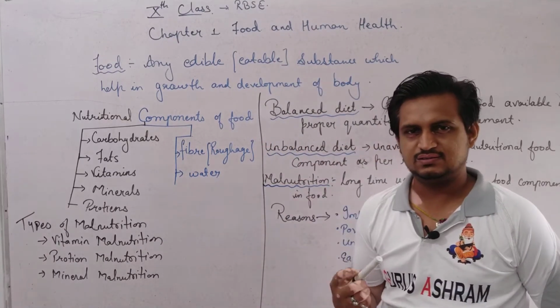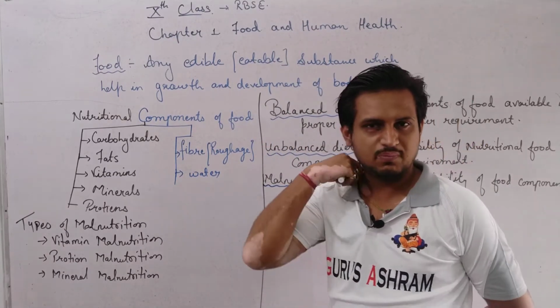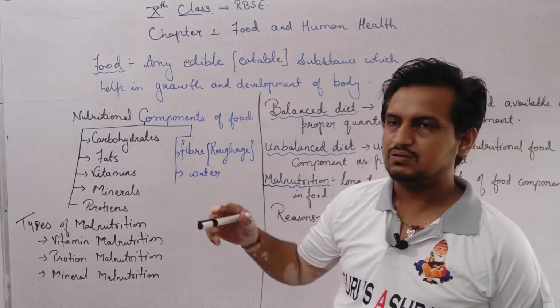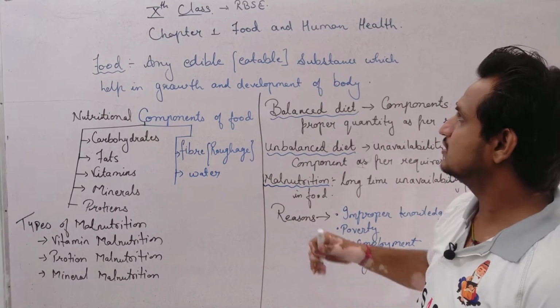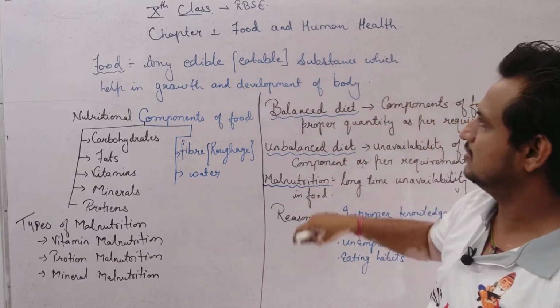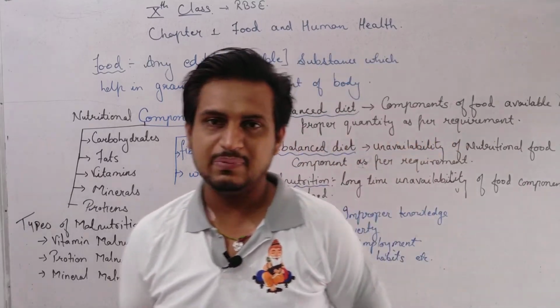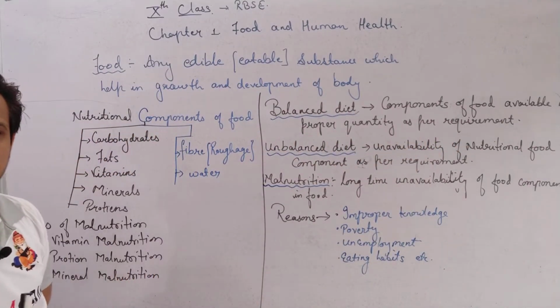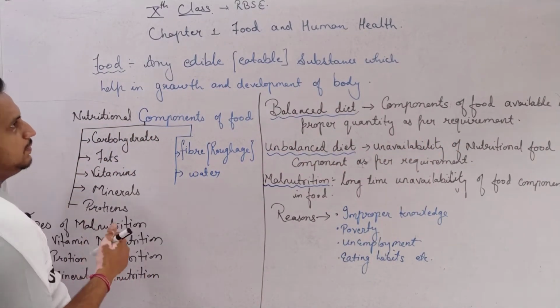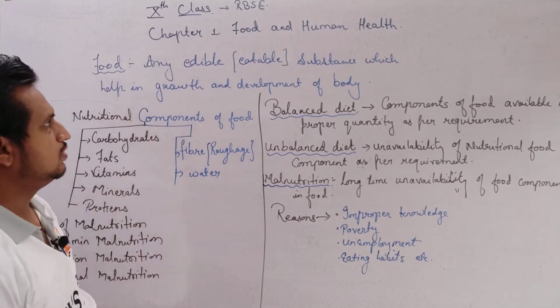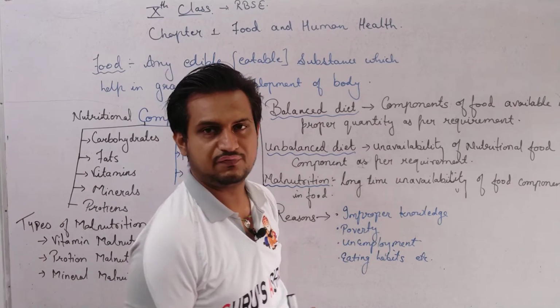Okay, so now let us talk about our chapter today. As per our subject of science, we are taking the chapter Food and Human Health, which is the first chapter in the RBSE chapter concept of English medium. Okay, so what do you mean by food? The first thing is food.